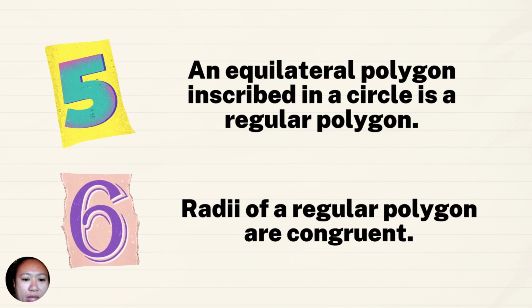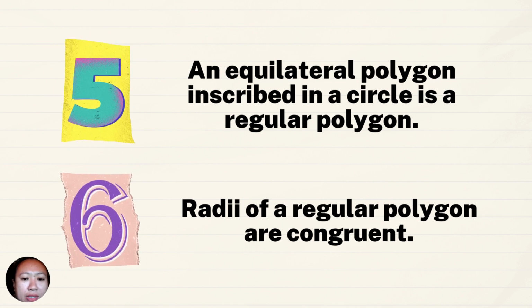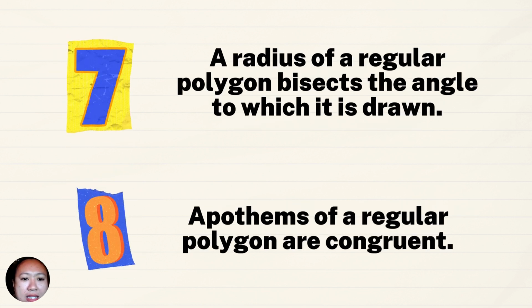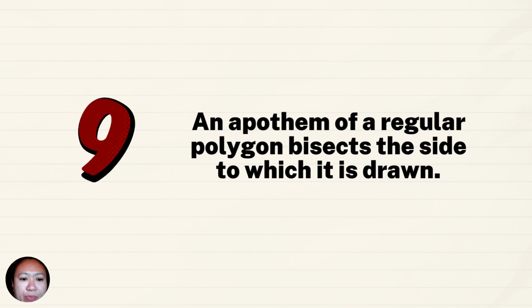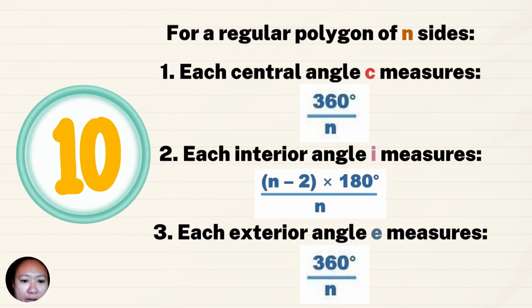Sixth principle: radii of a regular polygon are congruent. Seventh principle: a radius of a regular polygon bisects the angle to which it is drawn. The eighth principle: apothems of a regular polygon are congruent. Ninth principle: an apothem of a regular polygon bisects the side to which it is drawn.